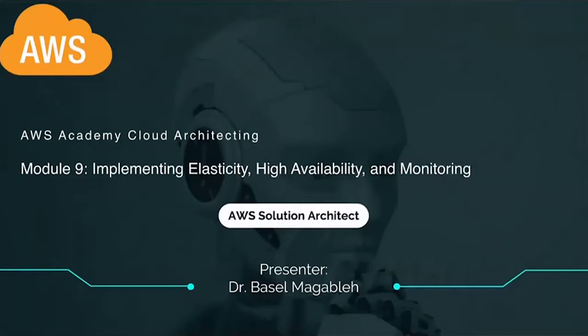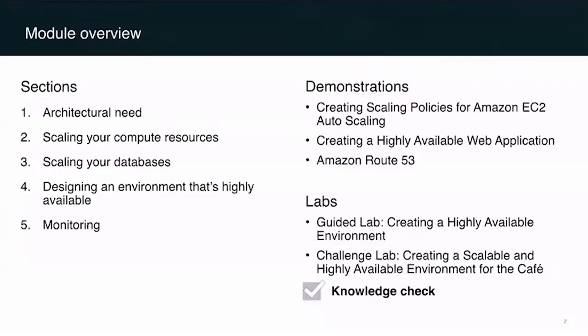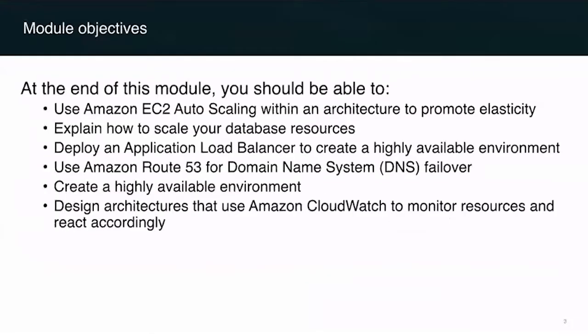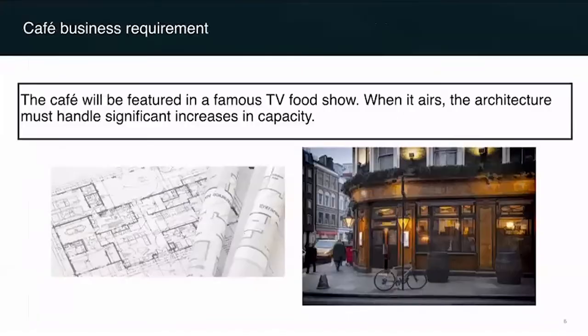The AWS Academy Cloud Architecting Module 9, implementing elasticity, high availability, and monitoring. So the architecture need that we have for the cafe is that the cafe will be featured in a famous TV food show. When it airs, the architecture must handle a significant increase in capacity. What are the solutions and options that we can use as a solutions architect in order to make the cafe architecture highly available and highly scalable?